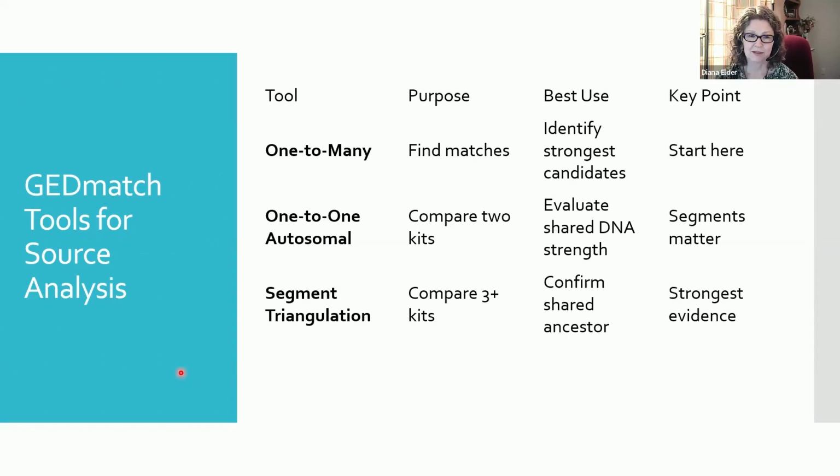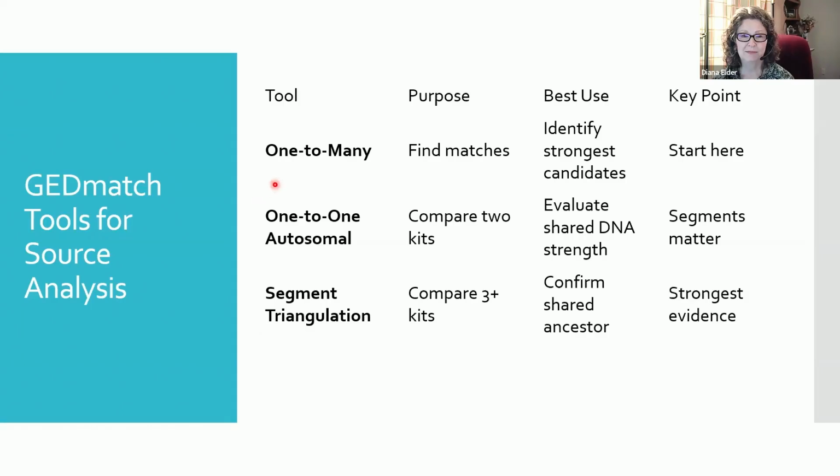So the ones we're going to talk about are the one-to-many and one-to-one autosomal, which are both free tools, and the segment triangulation, which is a tier 1 tool. So you can use this for $10 a month and do all your work. If you decided this is going to be part of your research plan, then you could just pay for a month or two and then cancel unless you're going to keep using it repeatedly.